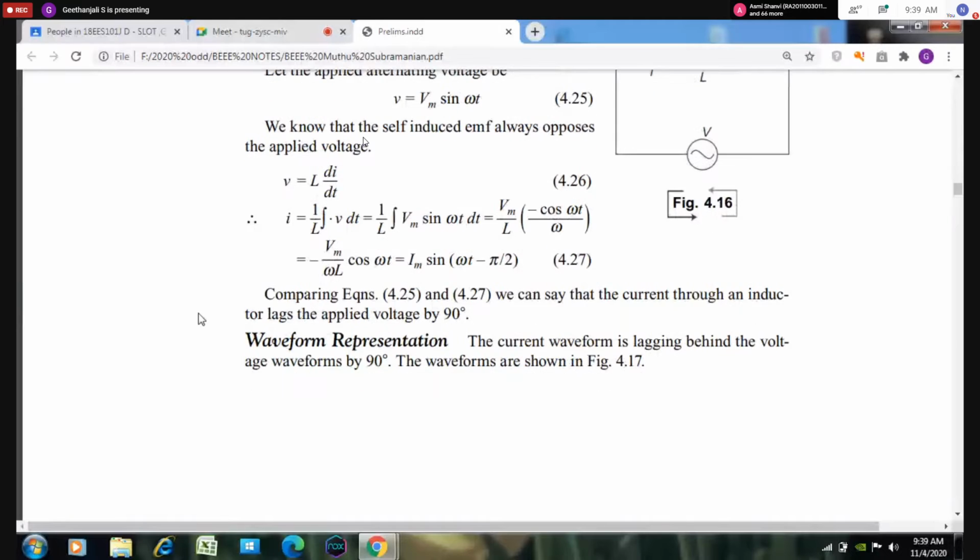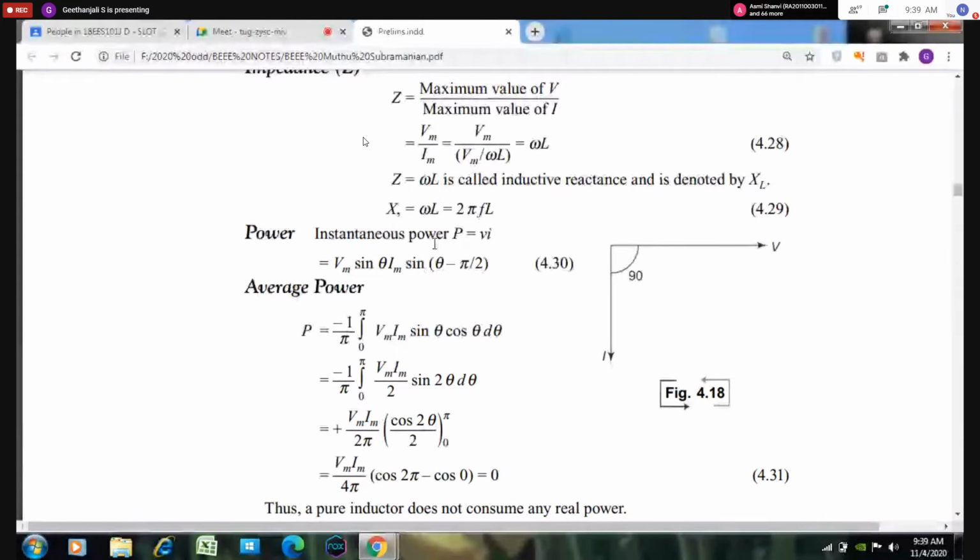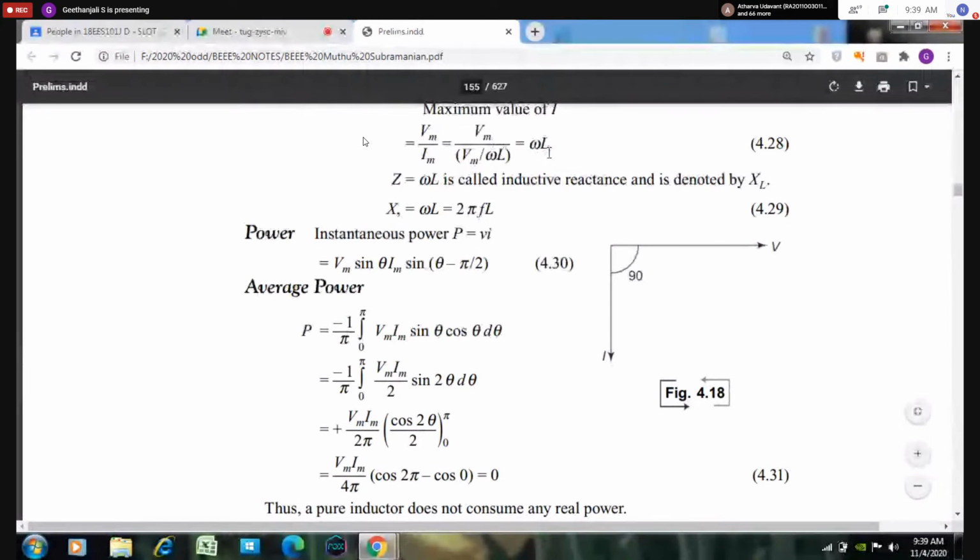So we substitute this value here. Vm gets cancelled, and Z is equal to omega L, which is called the inductive reactance, denoted by XL. So XL is equal to omega L, and omega means 2 pi f. So for the pure inductive circuit, XL is equal to omega L, that is 2 pi f L. This is the phasor representation.